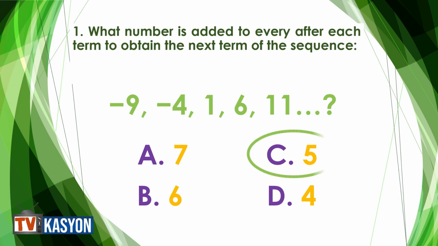The answer is C. 5. Because adding 5 to every term gives us the value that is equal to the succeeding term. -9 plus 5 is -4. -4 plus 5 is 1. 6 plus 5 is 11. Therefore, the answer is 5. Very good.